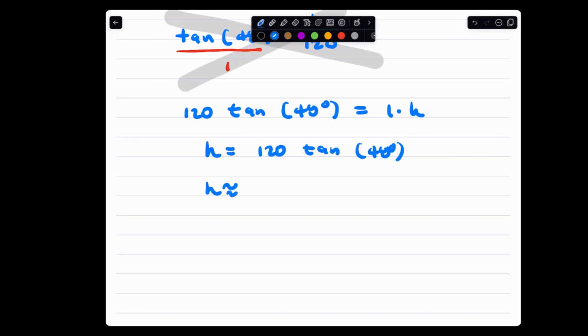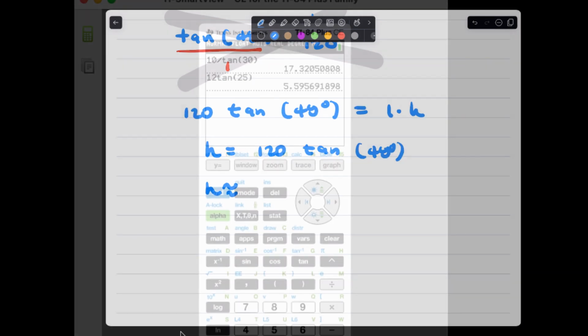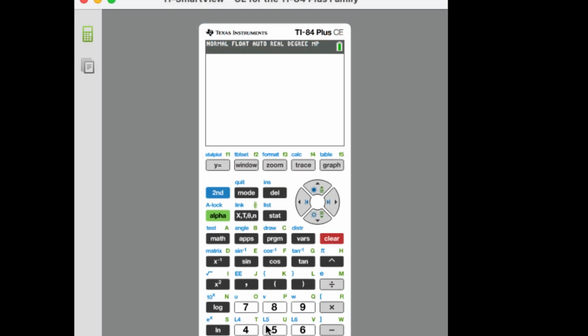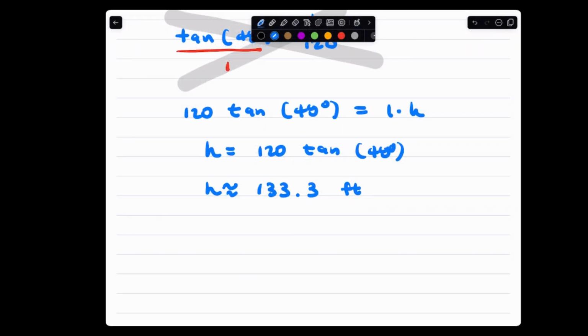What is h? H will be what? 120 tangent of what? 48 degrees. And then, ladies and gentlemen, h is approximately 133 point what? 3. I guess that's in feet, right? Okay, you guys see that there? So the height of the building is 133.3 feet.